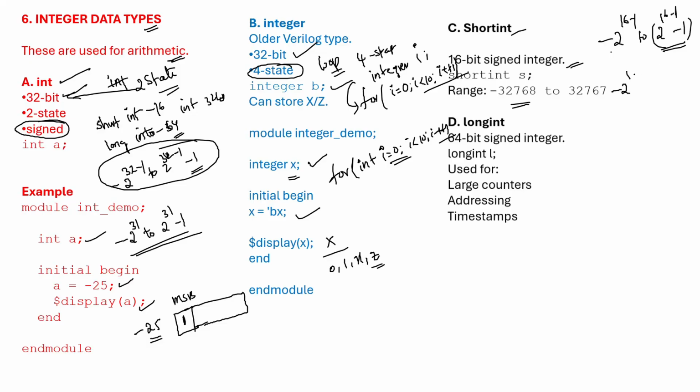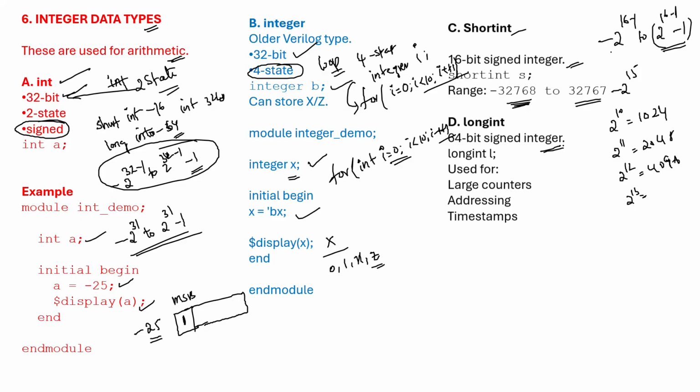2 power 10 means what is the value? 1024. 2 power 11 means 2048. 2 power 12 means 4096. In this way, 2 power 13 means 8192, and 2 power 14 means 16384, and 2 power 15 means 32768. So minus 32768 to 32767 is the range we are writing for the shortint data type.